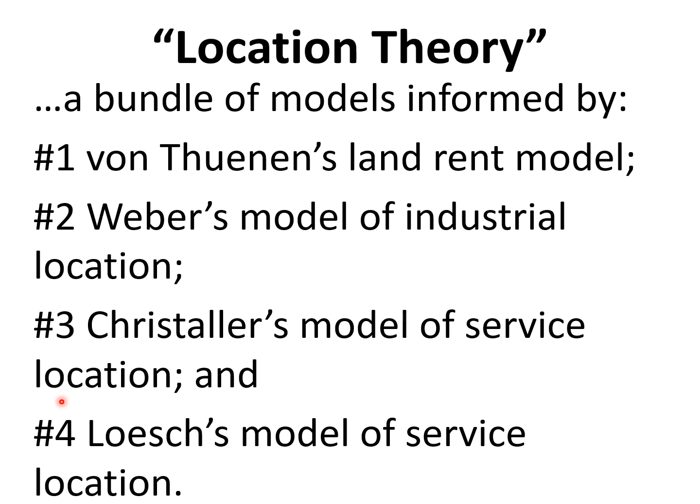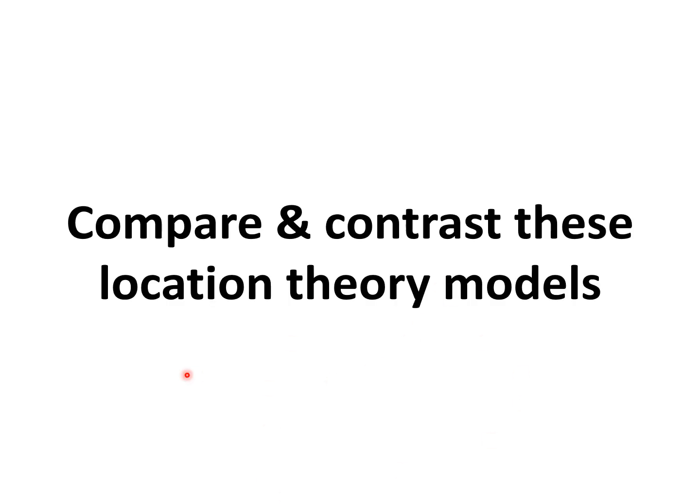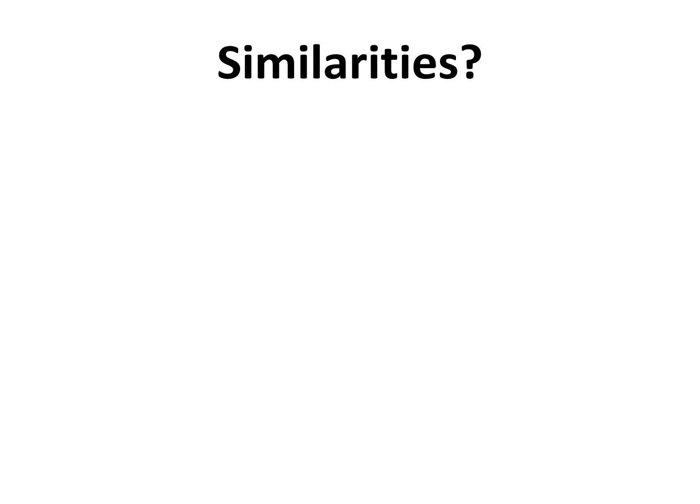So, okie doke, location theory. Here I'm attempting to help you compare and contrast. What binds these together? How are they similar and how are they different? In the next few slides, I would like to compare and contrast these location theory models that we've covered in this class. When we compare and contrast, we usually look for, on the one hand, similarities between things, and on the other hand, differences between things. So let's think about the similarities between these three sets of models.